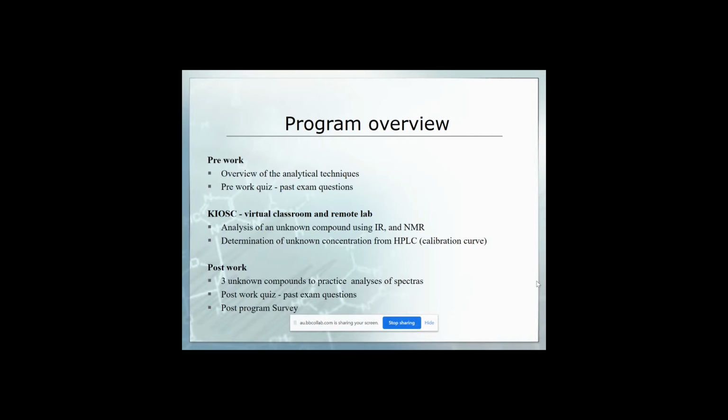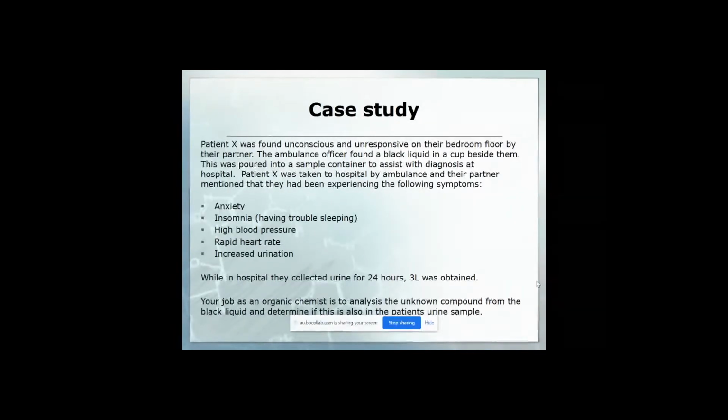And then once I leave you guys, you've got some post work to do. You have some more unknowns, which are 3 unknown different compounds, and you can go through using spectras to work out what they are. They're a lot easier than the one we're going to be doing today, but that's okay. And then you've got your post-work quiz. And once again, past exam questions, which is fantastic, more exposure for you guys. And then you've got your post-program survey, which helps us as teachers to see that we are meeting the needs for you guys and checking that, yes, you are getting some benefit or some things that we can change in our program later. So let's get started.